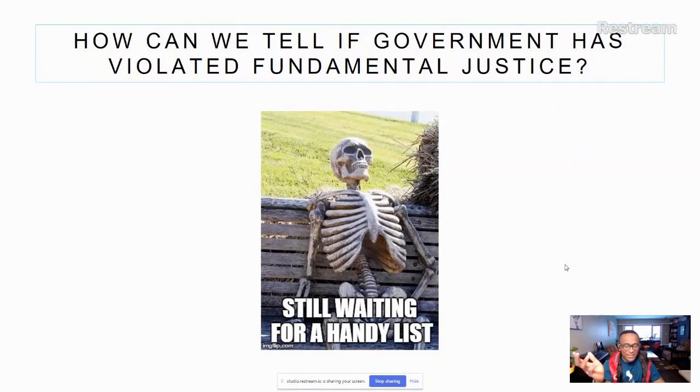It'd be nice if they just gave us a handy list of what fundamental justice is. But this is a term that is subject to interpretation. You could spend weeks in law school trying to figure out what it is and still not get a good sense of it. But it's so important because this is the thing on which your rights rest. This is the thing that allows the government to actually mess with those rights. So it'd be nice if we actually knew exactly what it was. But I've got bad news for you. We don't.